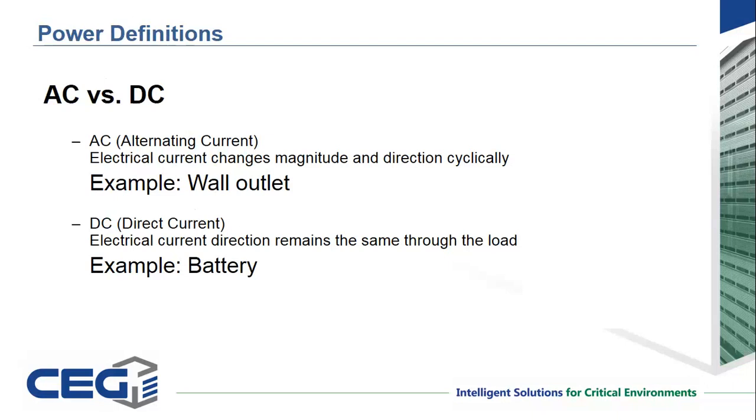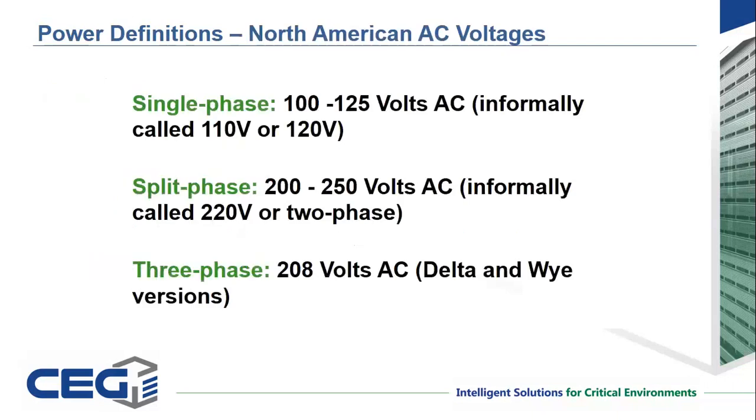So AC stands for alternating current. That's what we're familiar with. That's the wall outlets in our house. DC stands for direct current, and batteries are an example of what DC is.